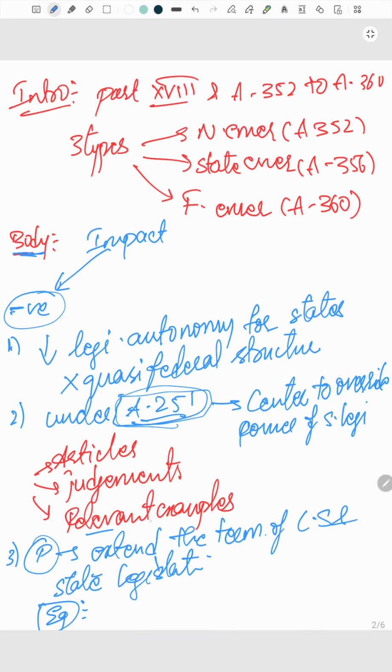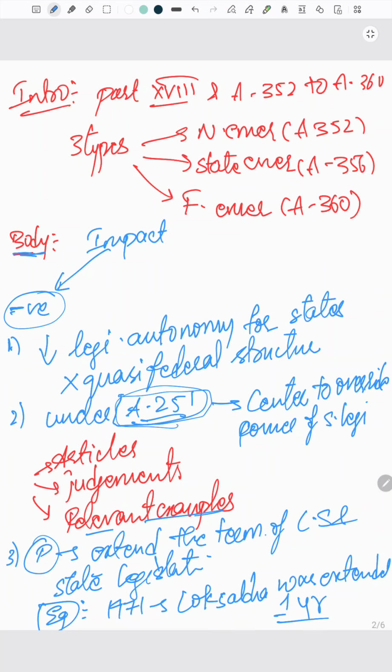See, as I told you, the relevant examples are necessary in order to fetch good marks, right? So if you consider the examples, you can say that in 1971 the Lok Sabha was extended by 1 year. You can write that as an example and make sure that you highlight it, so that the evaluator can see it easily. This is our third point, right?